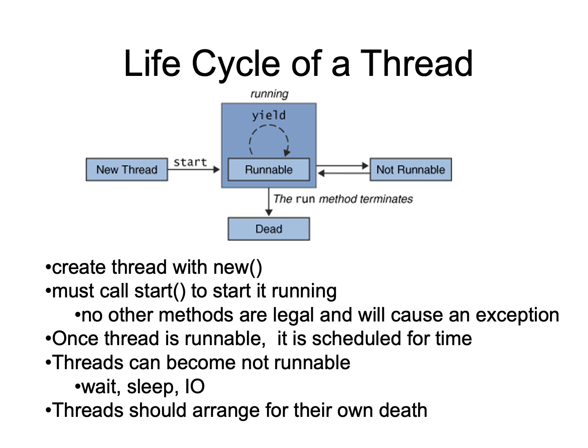The way you work with a thread is you create a thread using new. You have to call the start method to start the thread running. You can't call run directly. You need to call start, and start will call the run method. Once the thread is runnable, it's scheduled for time by whatever is doing the scheduling. If the thread becomes not runnable, it goes into the pile of threads that are currently not runnable. Maybe it's waiting, sleeping, or waiting for I/O. And as mentioned before, threads should arrange for their own death. Threads should die on their own and not have to be killed by an external process. So when a thread's work is done, it should just stop.